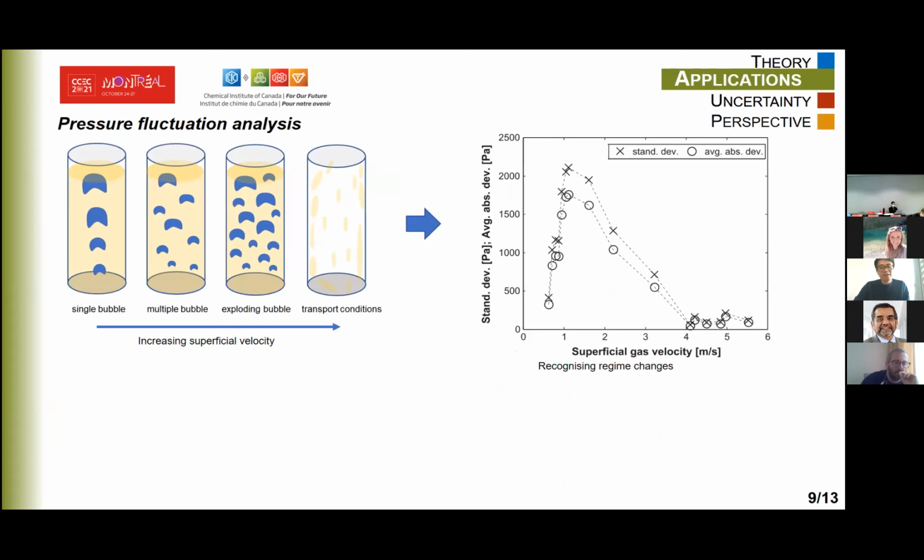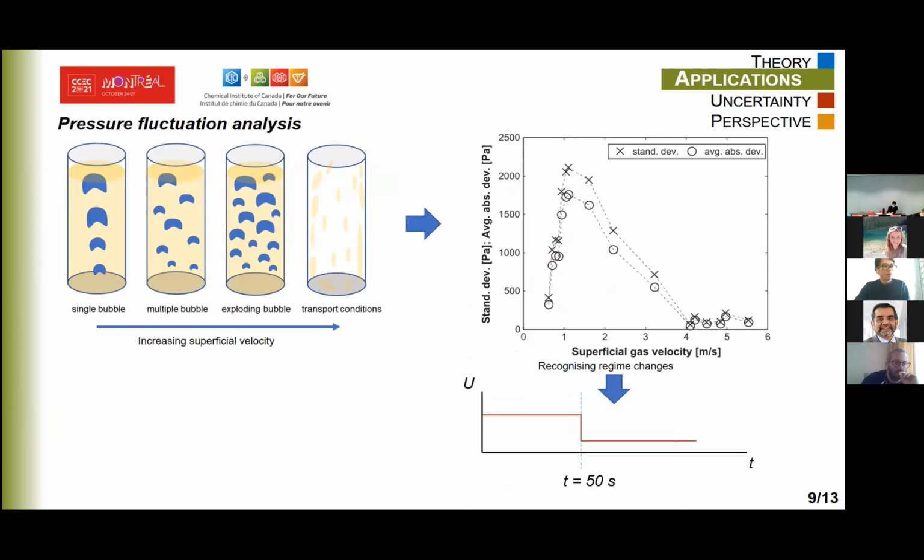And of course, the standard deviation can also identify the change in the fluidization regime. Here it shows that when you increase the superficial gas velocity, you enter from the bubbling regime to turbulent fluidization. So you see this peak quickly decrease.